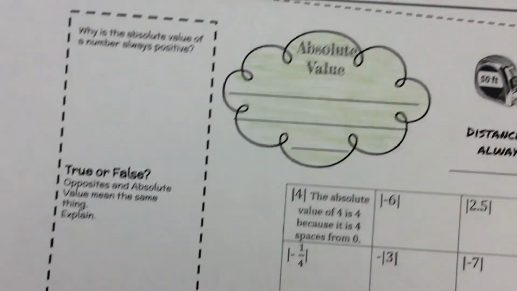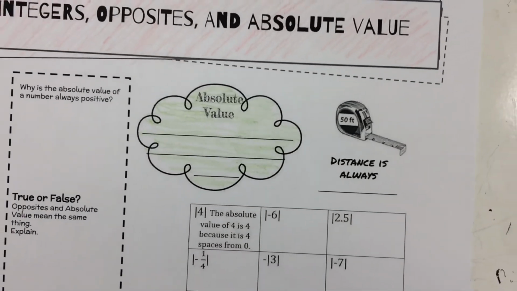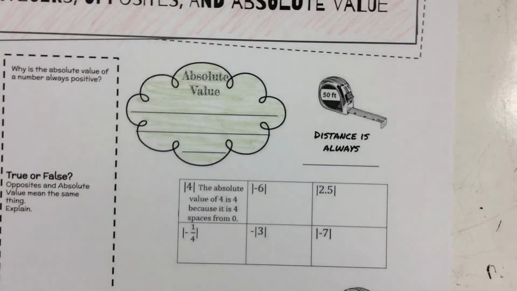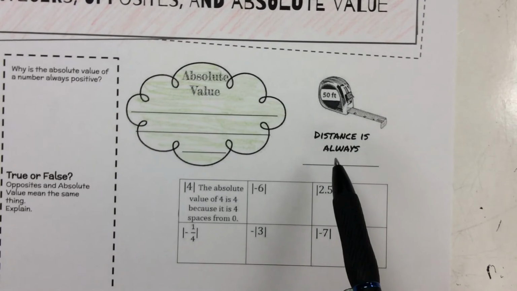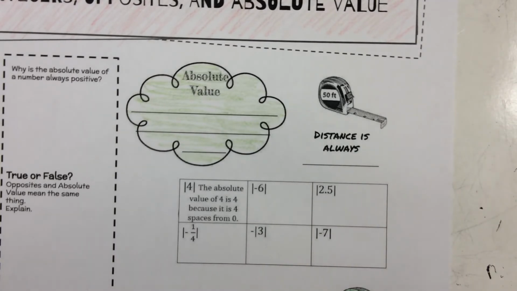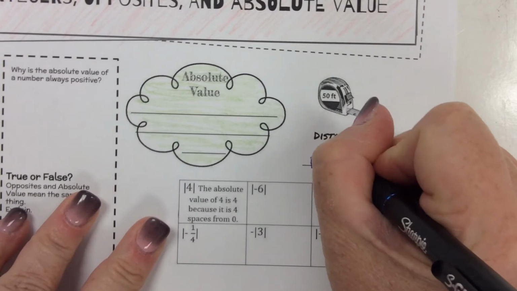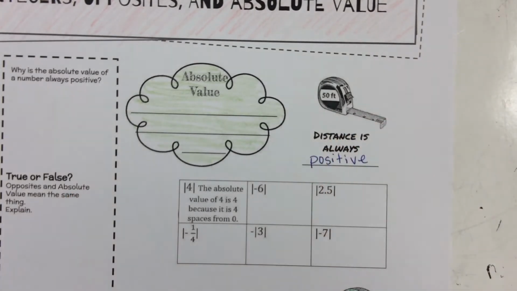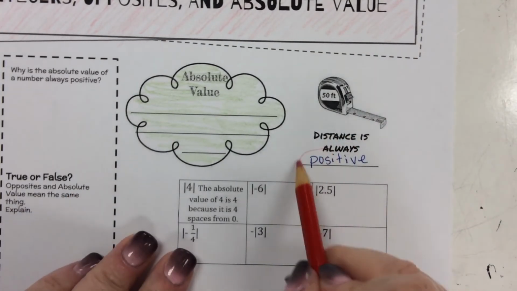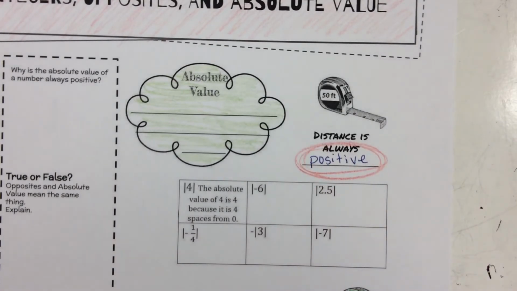All right, now we're going to switch over here to page 2. All of our lessons will be 2 pages. Now, when I think about measuring distance, when you look at a number line or a tape measure, what do you notice on that tape measure? There are no negatives, so distance is always positive. And that is really, really important information for us.